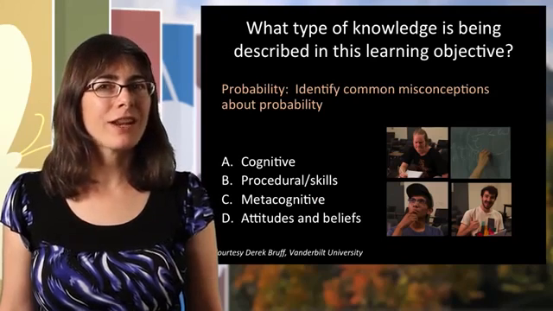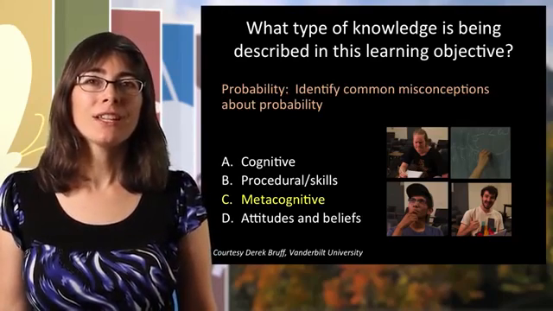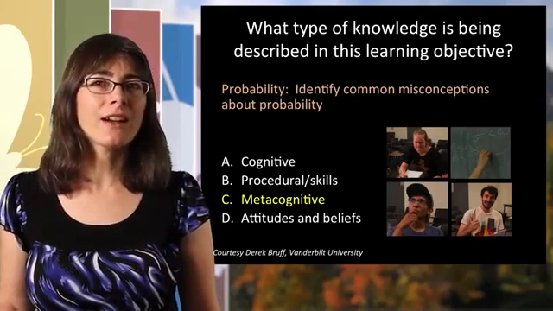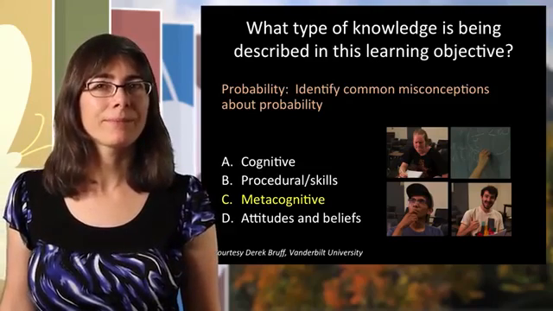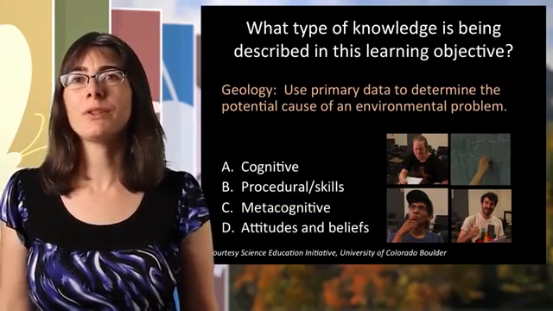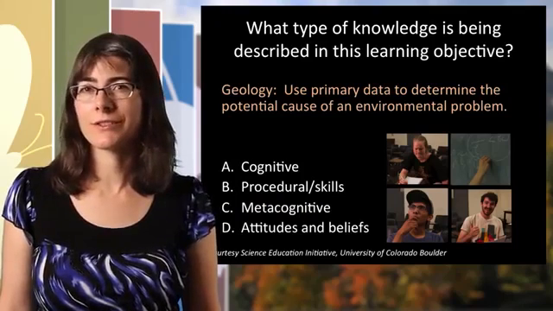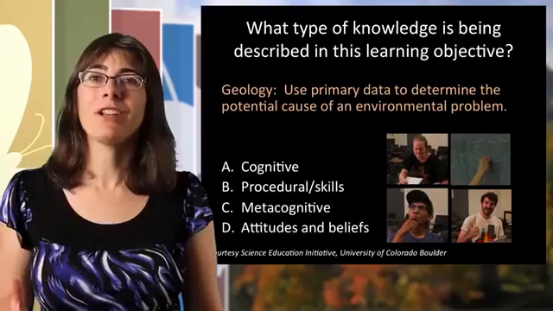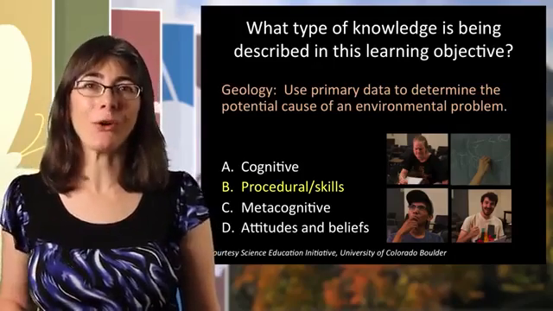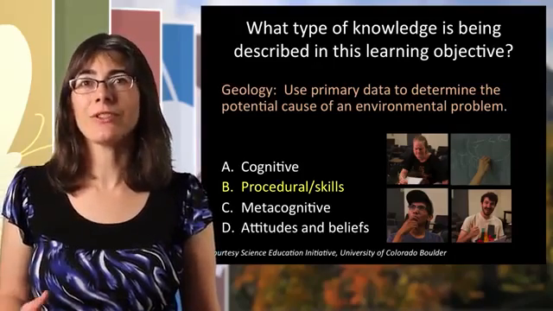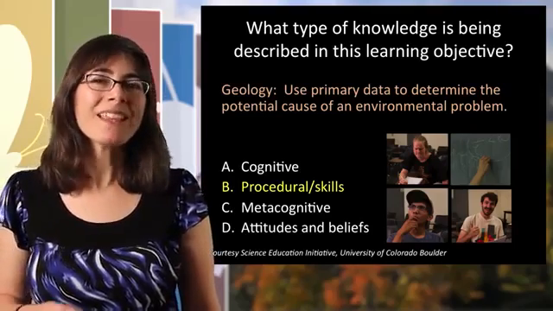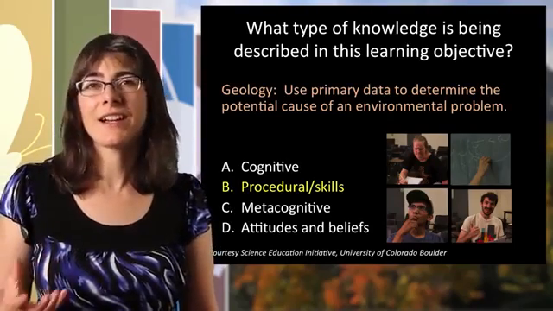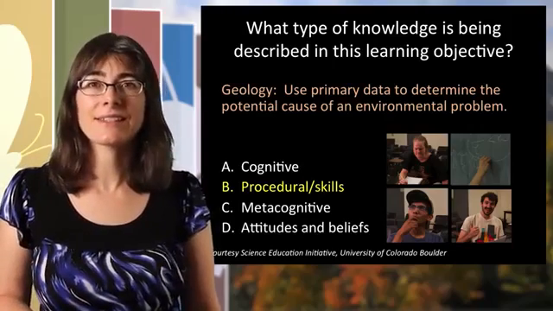So this is a really great example of a metacognitive goal. So it's giving students an idea of what it means to learn about probability. Here's one last example. Which category does this one fall into? So this is an example of a procedural or skill-based goal. You want students to use data to determine the cause of an environmental problem. That's a part of thinking like a geologist or thinking like a scientist.